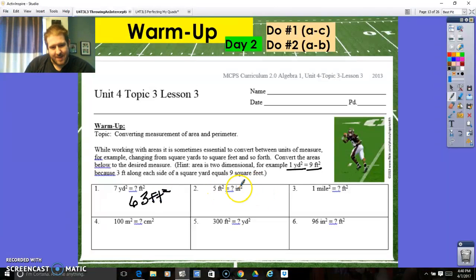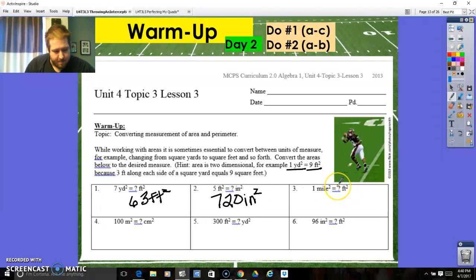Same thing going from feet to inches. There are 12 inches in a foot, which means a 12 by 12 square would be 144. So if there's 144 inches squared in 1 foot squared, I'm going to multiply that by 5, and that means there are 720 inches squared.